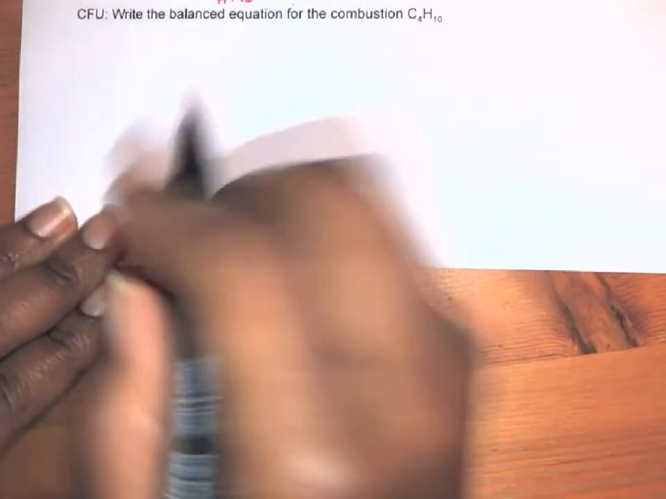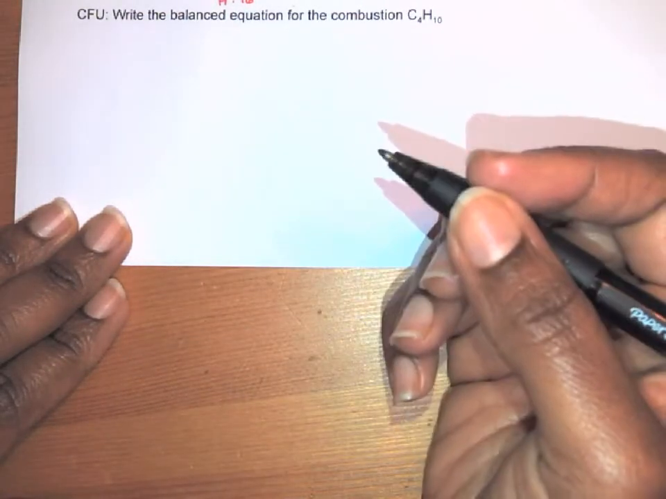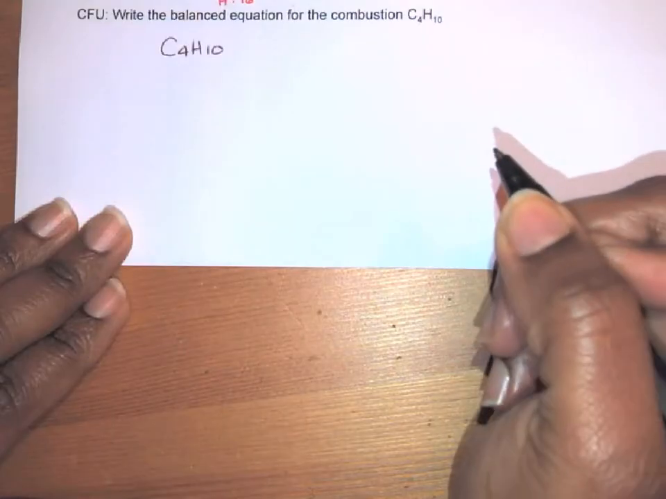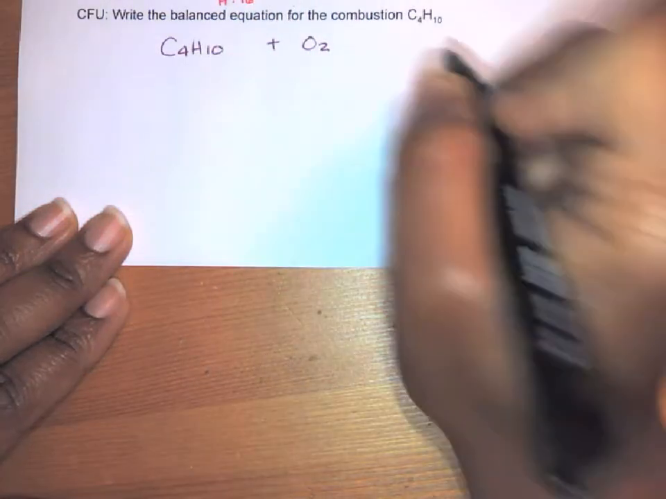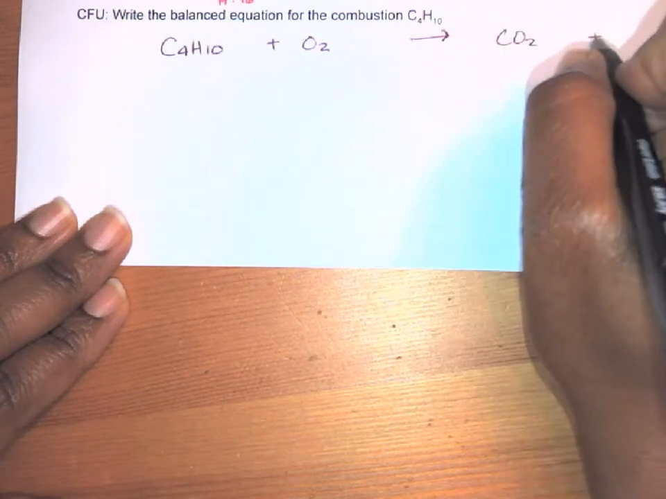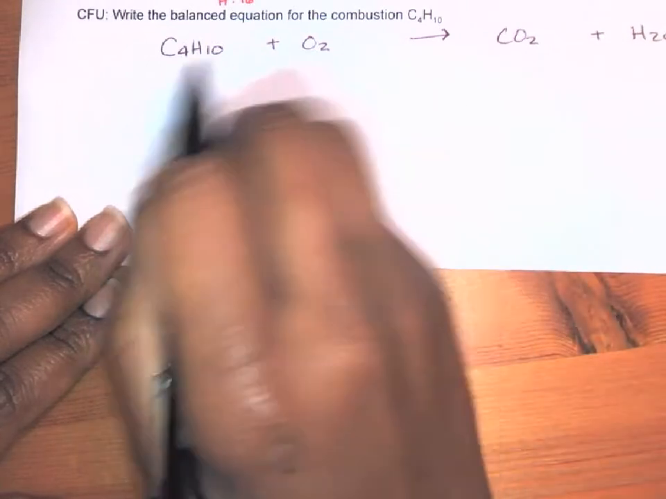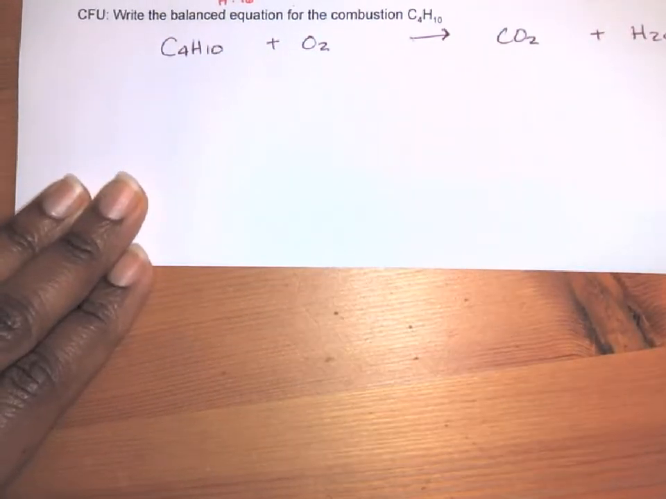All right, so they're asking me to write the balanced equation for the combustion of C4H10. Our first step is always the same: write the unbalanced equation using our organic molecule, C4H10, and O2 as our reactants, so what we start with. For our products, we're going to have CO2 and H2O. Again, the order of these things doesn't matter, as long as you have them written down.